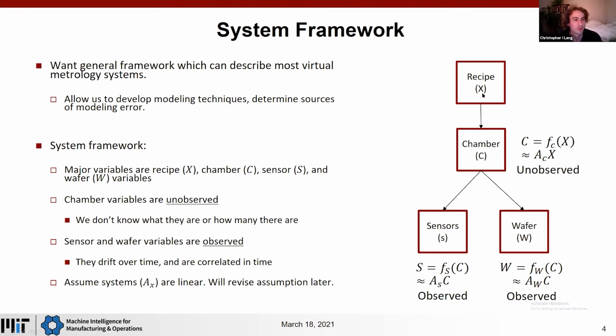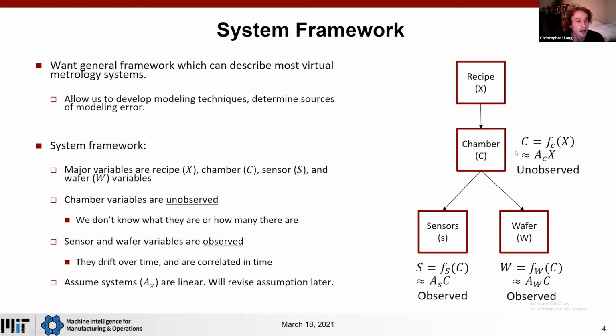Here, there are four main variables of interest. There's the recipe, which is the input to the system, and this could be something like targets for the product that you're looking at. Then there are chamber variables, which we don't directly observe, but they impact both the sensor values that we end up observing and also the wafer variables, in the semiconductor application, that we are trying to model. We don't know what these chamber variables are or how many of them there are, but we do know that they impact both the sensor and the wafer itself, or the outputs that we're trying to model.